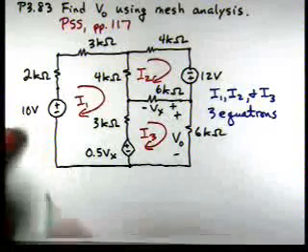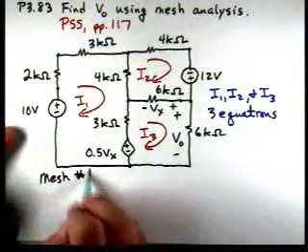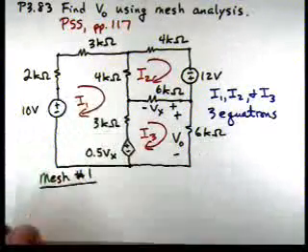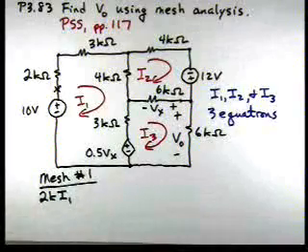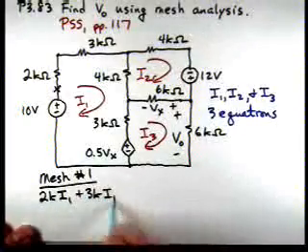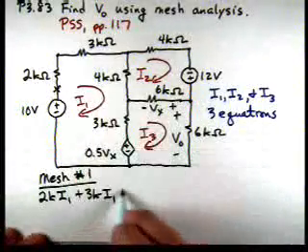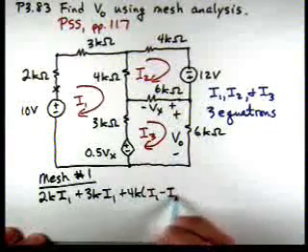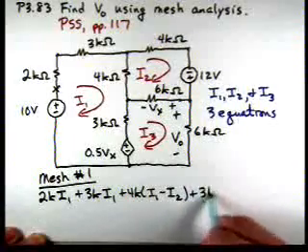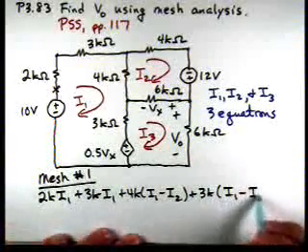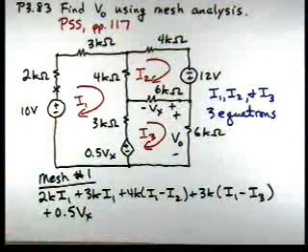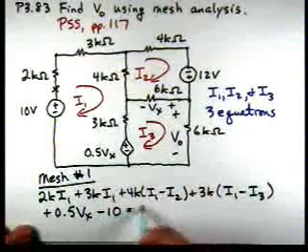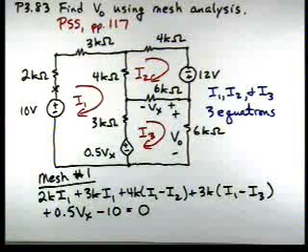So let's start and let's apply KVL to mesh number 1. Okay, so that's this mesh. So let's start here and go around clockwise. We'll have a drop 2K times I1. Another drop that's 3K times I1. Then we'll have a drop that's 4K times (I1 minus I2). Then we'll have 3K times (I1 minus I3). And now we have this voltage source, 0.5 Vx. And then we have minus 10 equal to 0. So I wrote that equation just treating that 0.5 Vx as a constant.